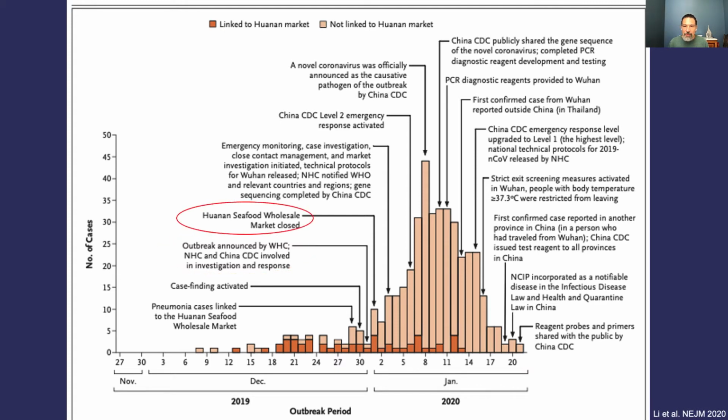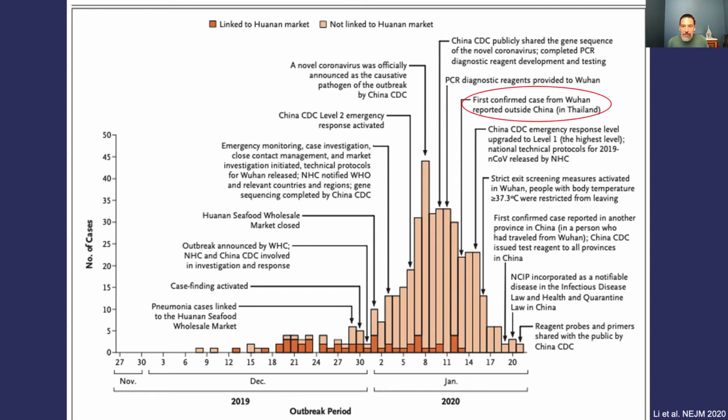And on January 1st, the Huanan seafood wholesale market was closed. On January 8th, it was announced that the pathogen causing the outbreak of pneumonia was a novel coronavirus. By January 10th, the Chinese publicly shared the genetic sequence of this novel coronavirus, and this enabled other scientists to begin working on the situation.